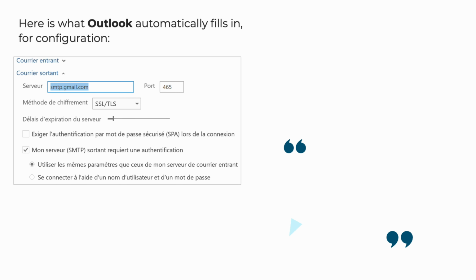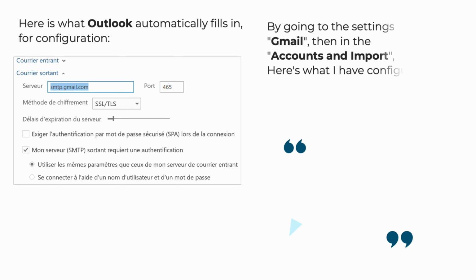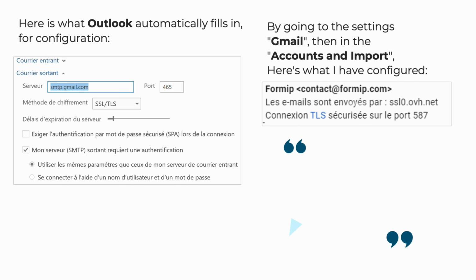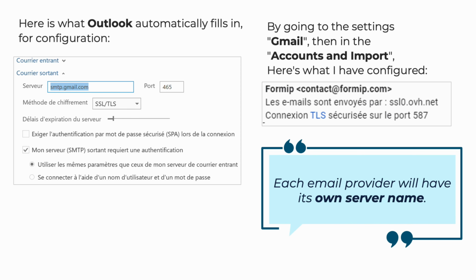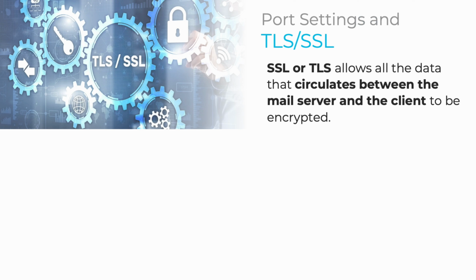Now, let's say I'm using the Gmail web server directly, and I want to attach another email account to it. For example, the one of my Formip business address, which is located on the OVH servers. Well, by going to the Gmail settings, then to the Accounts and Import tab, here is what I have configured. Each email provider will have its own server name, port, and TLS/SSL settings.